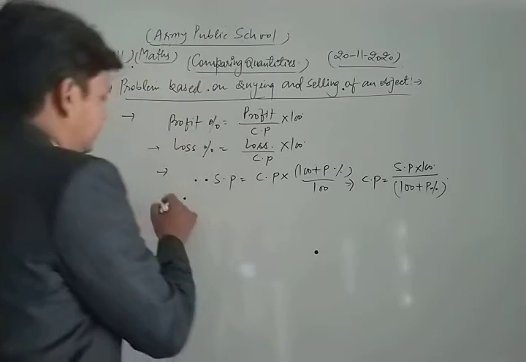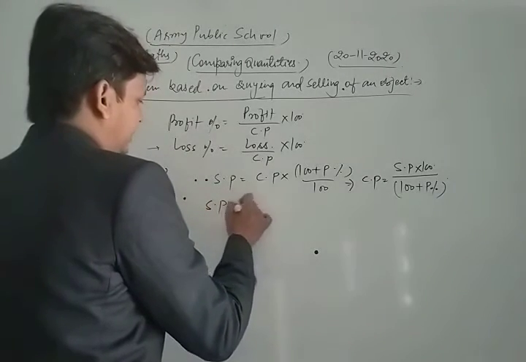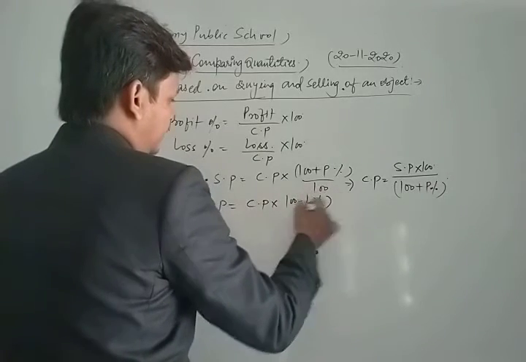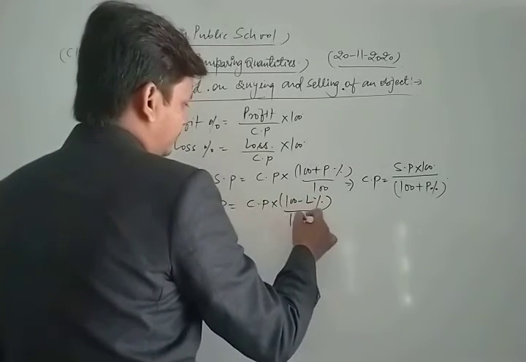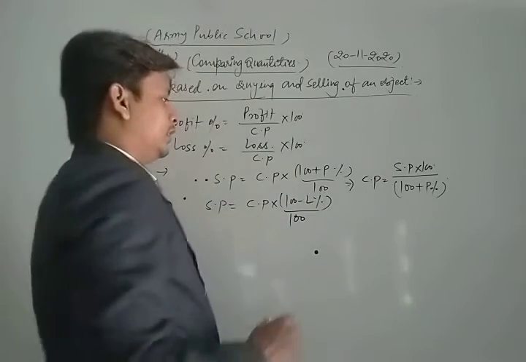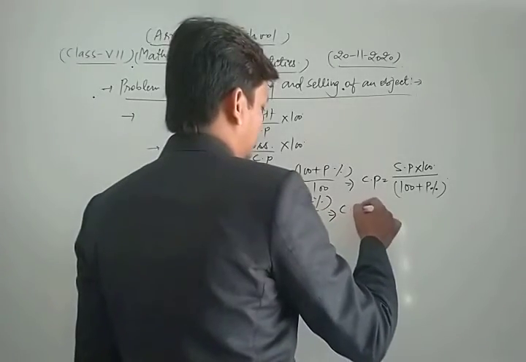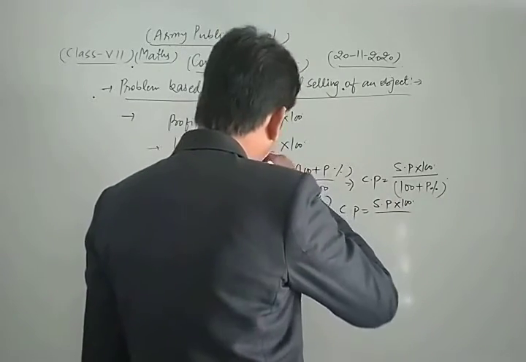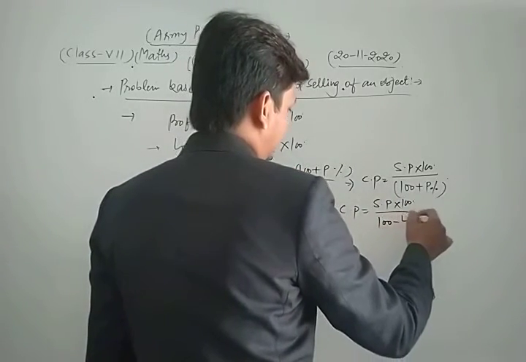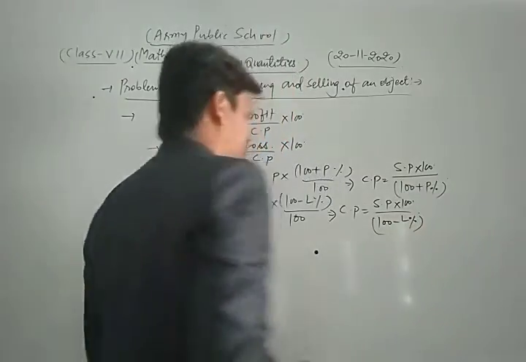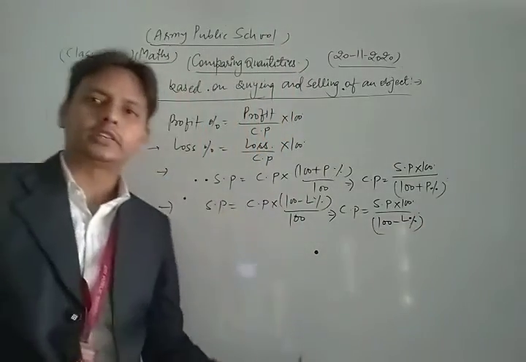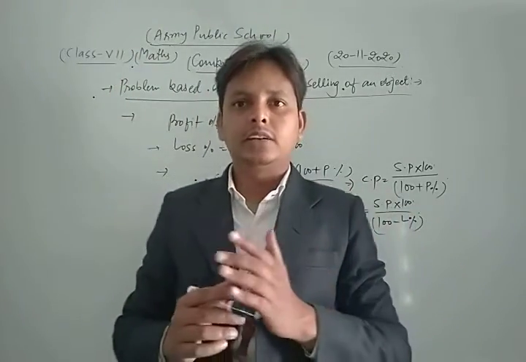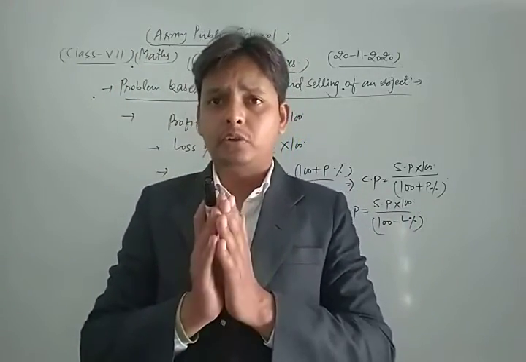Okay. Next one is what? Another formula for the selling price is equal to cost price into 100 minus loss percent upon 100. From there, we also find the formula for the cost price: selling price into 100 upon 100 minus loss percent. So these are very important formulas related to buying and selling of an object, which is very important for you.